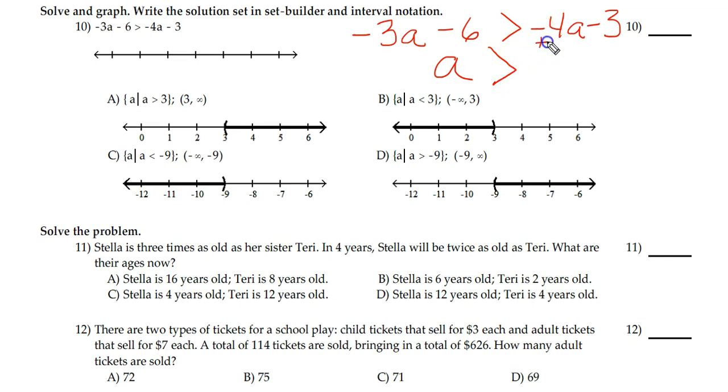Or you can add 4a and add 4a. This will just become a positive a. Now I'm going to transpose the negative 6 to this side, where it becomes a positive 6, and a negative 3 gives me a 3. Or you can add 6, add 6. So this is the algebraic solution: a is greater than 3.